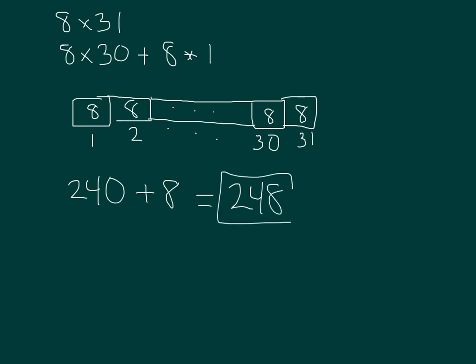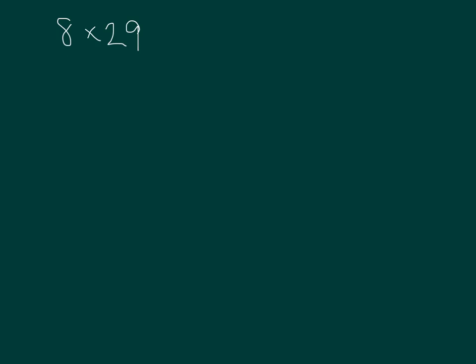So this might not be so easy to come up with directly, but if you break it up into 30 groups of 8 and then another group of 8, then it becomes fairly easy. Similarly, if I have 29 groups of 8, I can make that 30 groups of 8, which I can do easily mentally, and then take away a group of 8, which I think I can do.